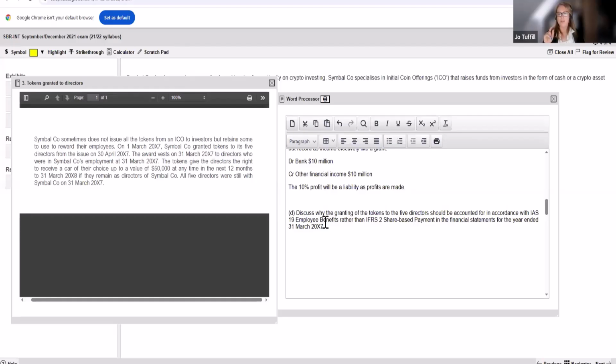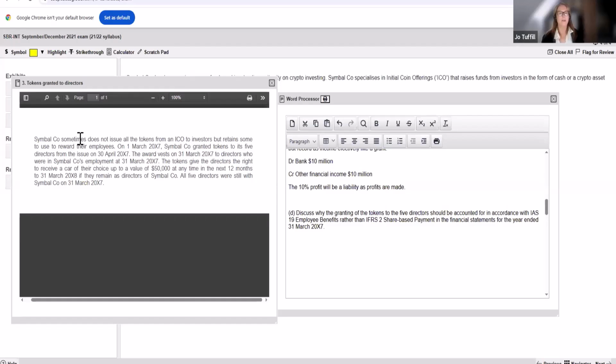Rather than IFRS 2, which is share-based payments. Now, share-based payments, remember, are either equity-based or cash-based. So we need to think about that in the context of this. My model answer doesn't think about it being cash-based. It only thinks about it being share-based. But don't forget the cash-settled is based on the share price. So that's why the cash-based payment is still a share-based payment. So you've got to think about the rules with regards to that. But it's clearly saying to you it should be accounted in accordance with employee benefits. So we've now got to argue why it isn't a share-based payment.